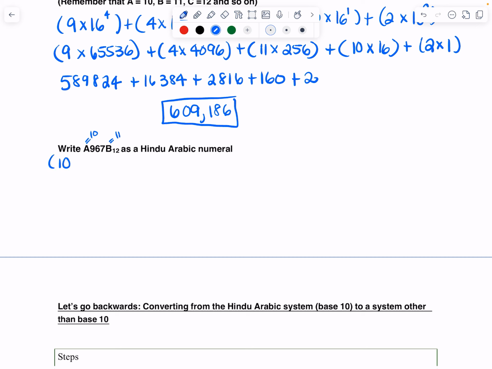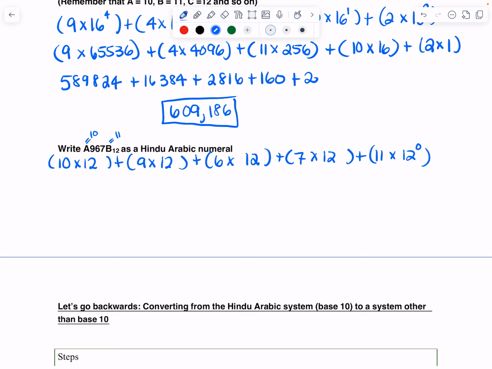The first thing I'm going to do is write this out. 10 times 12 to some power, plus 9 times 12 to some power, plus 6 times 12 to some power, plus 7 times 12 to some power, plus, now I'm going to write 11 in for B, so 11 times 12 to some power. Now the 11 is in the 12 to the 0 place. The 7 is in the 12 to the first place. The 6 is in the 12 to the second place. The 9 is in the 12 to the third place. And finally, A, or 10, is in the 12 to the fourth place.